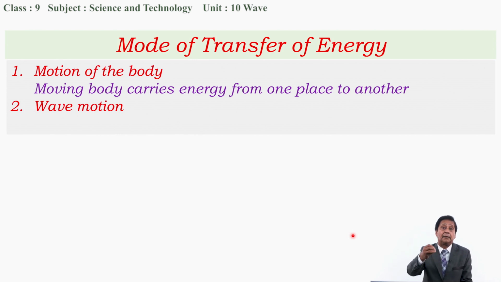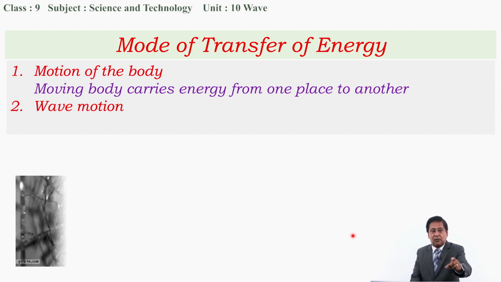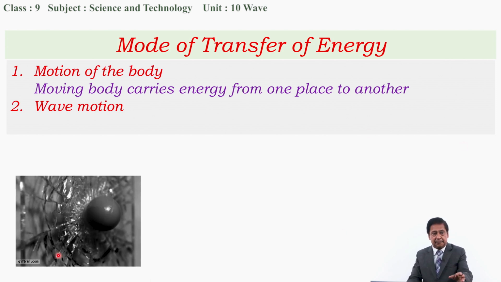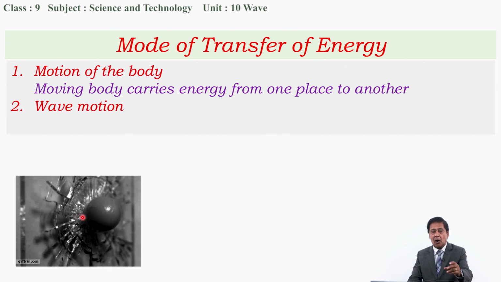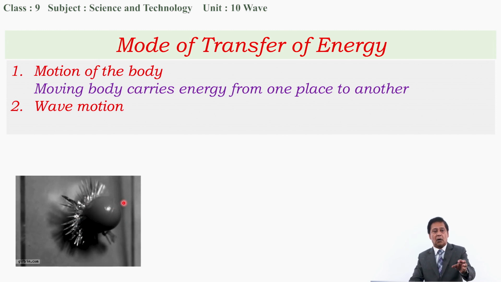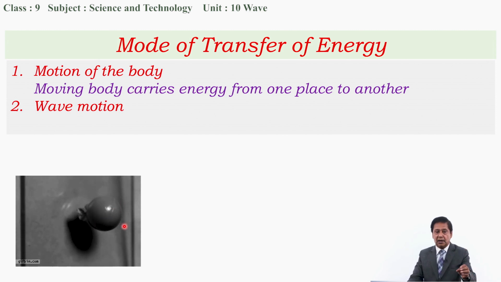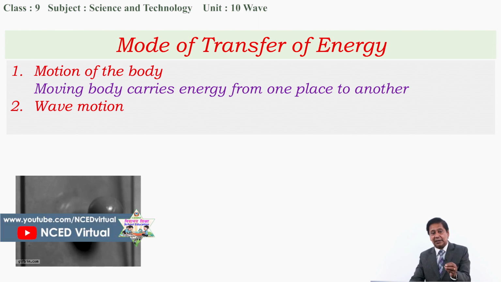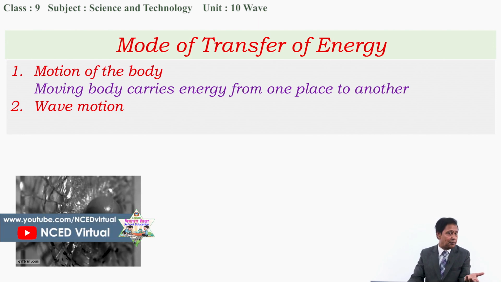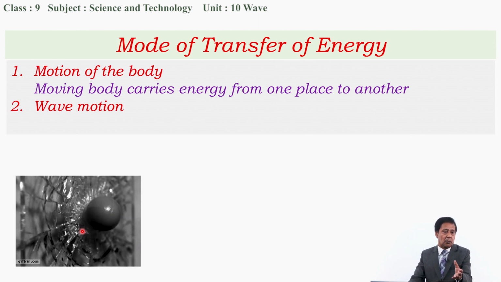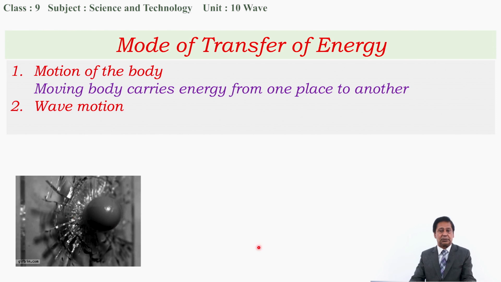This is the method of transmission of energy from one place to another place. And this can be understood very clearly with this example. Look at this. A ball is thrown on the glass and it carries energy up to the glass and the glass breaks. The moving body carries energy from one place to another place.